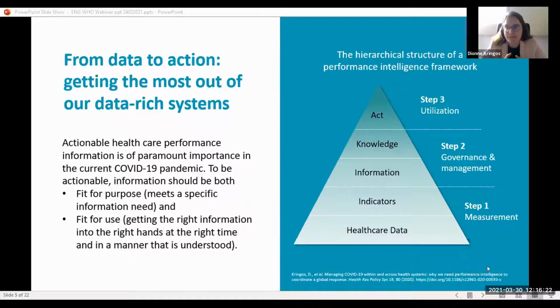So that we can actually fully leverage the data into our day-to-day operations for the appropriate handling of, for instance, a health emergency. So with HealthPros, we intend to improve the step from data to action by getting the most out of our data-rich systems. To be actionable, we say that information should be both fit for purpose, meaning that it meets specific information needs, and fit for use, which means getting the right information into the right hands at the right time in a manner that is understood by its end user. Next slide, please.